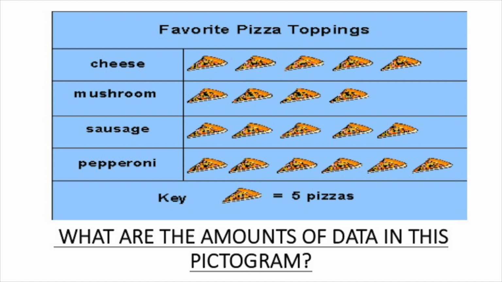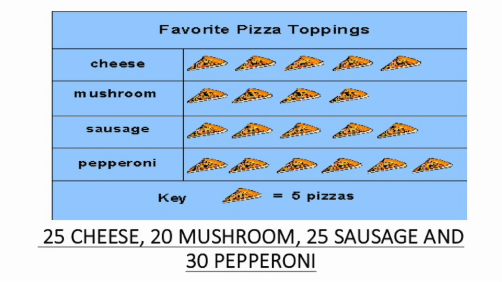How many for mushroom? 20. Sausage? 25. And the most popular, pepperoni, has 30. You see, we're not counting 1, 2, 3, 4, 5, 6. It's 5, 10, 15, 20, 25, 30. And then we have our totals at the end.